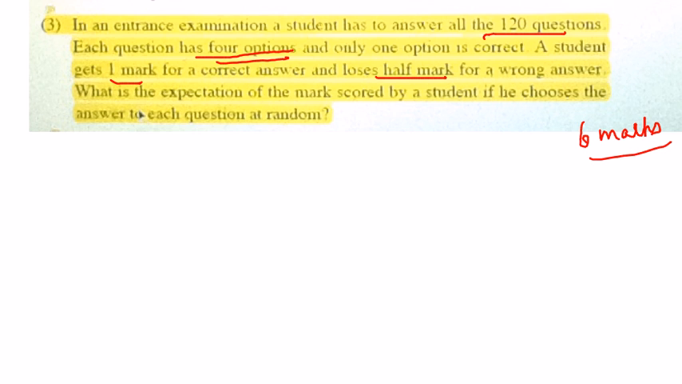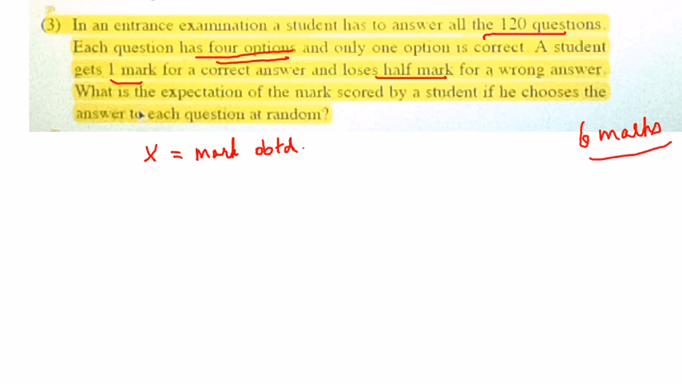What do you think will be the marks scored by the student if he chooses to answer each question at random, which means he doesn't know the answer? Randomly he is going to mark the answers. He is going to mark one of the 4 options. So if that is going to be the case, what mark can that student expect, right? So let us assume that X is going to be the mark obtained by a student for answering a question. Let X be the mark obtained, right?